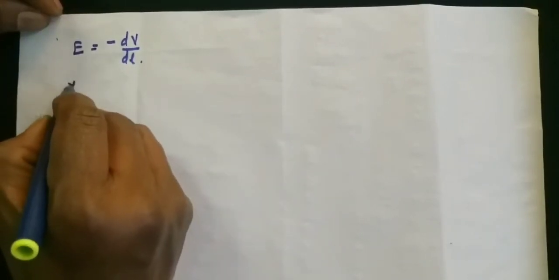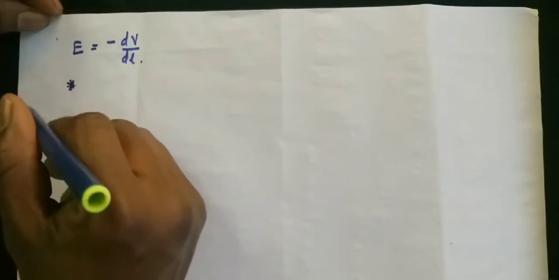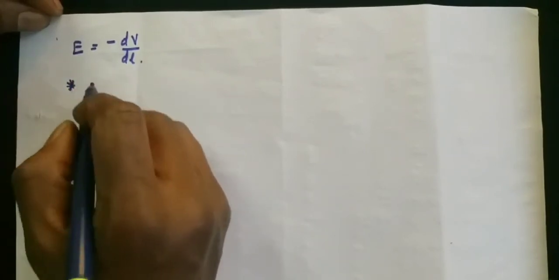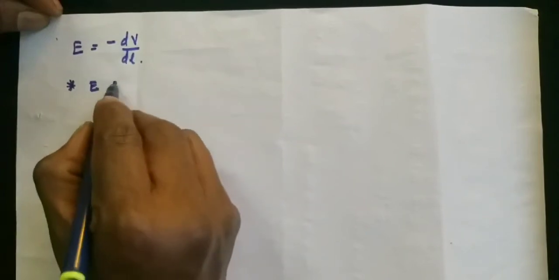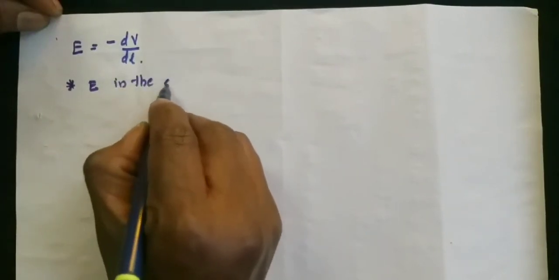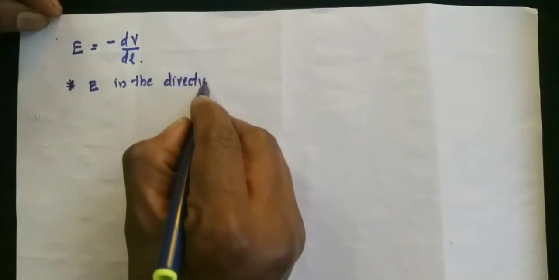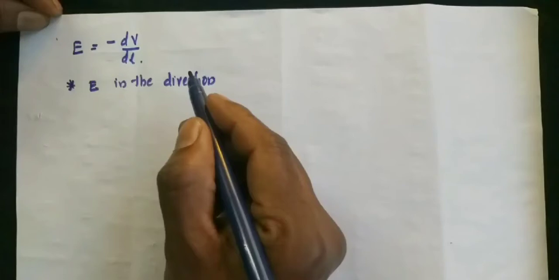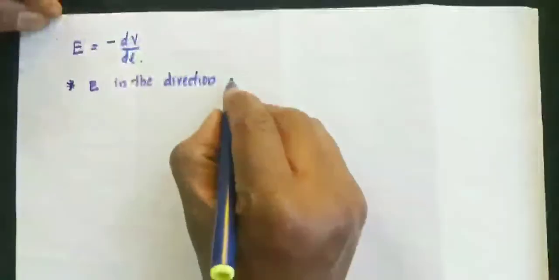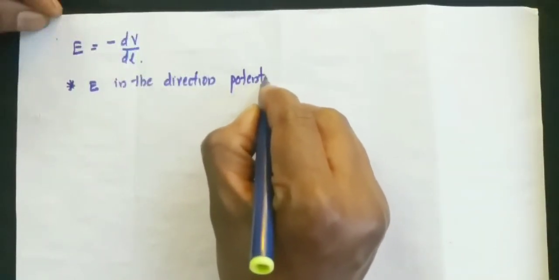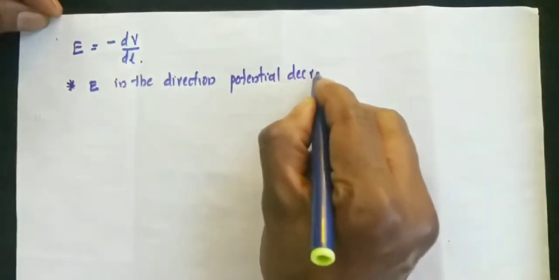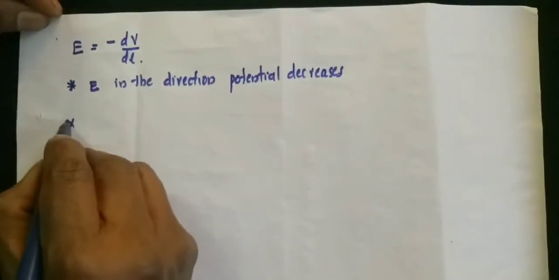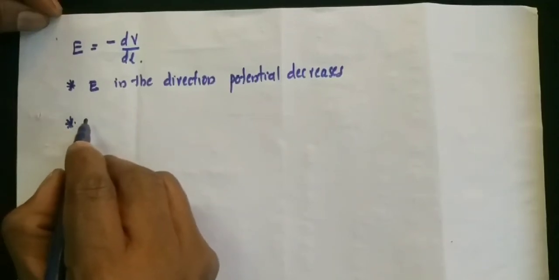Okay, for our convenience of some definitions, we can make some points like this. So the first point will be the electric field will be in the direction of decreasing electrostatic potential. Direction of decreasing potential. That is its meaning.